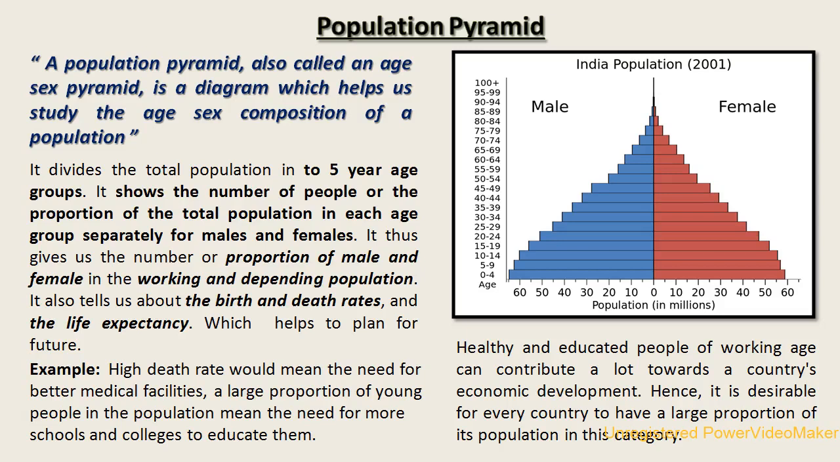Healthy and educated. We need medical facilities. We have to give proper food, everything. At the same time, education too. Then only we are able to use that particular group of people in the working force. So that kind of people can be utilized by the country towards its development. Hence it is desirable for every country to have a large proportion of its population in this category.